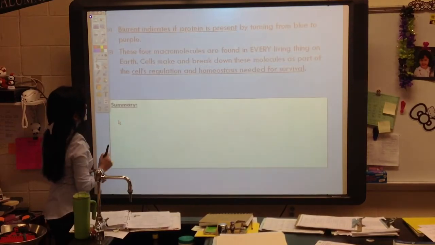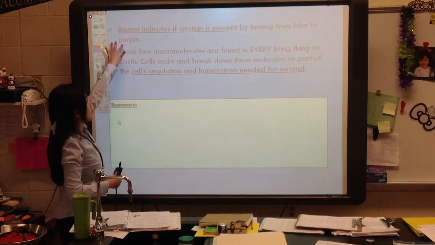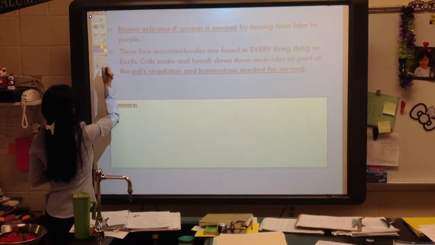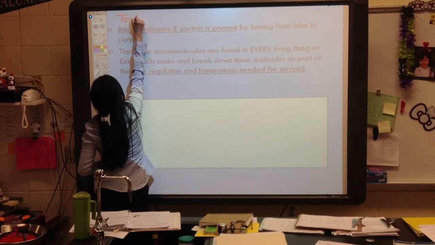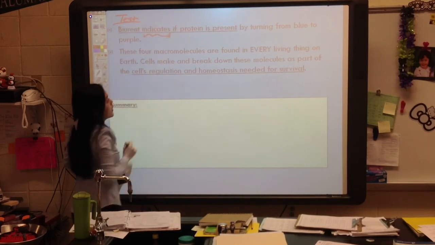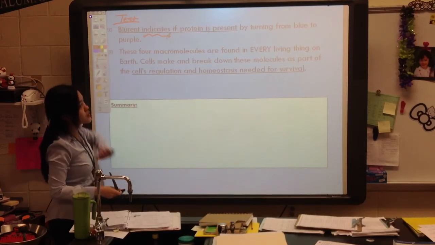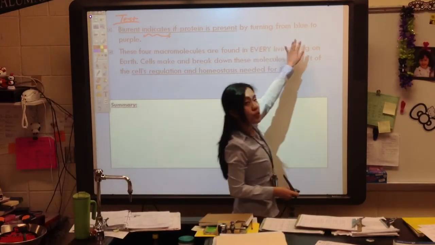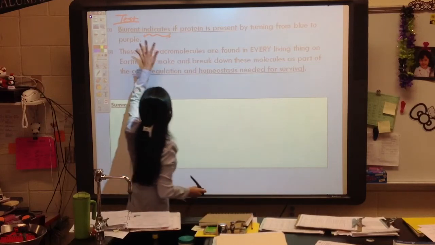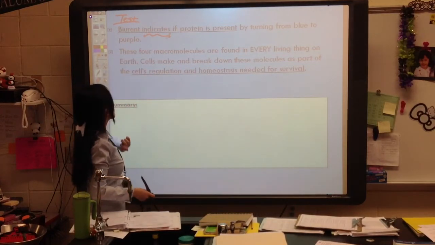And the last thing that we need to know about proteins is our indicator test. So this is our test again. It's going to indicate if protein is present. The name of this indicator test is biuret. It starts off as a blue color and turns to a purple color.